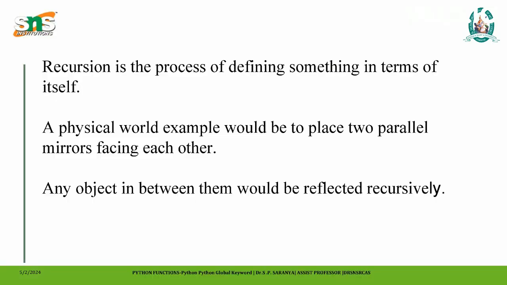Recursion is the process of defining something in terms of itself. For example, a physical-world example would be to place two parallel mirrors facing each other. That is the real-world example. I think it's easy to understand. Any object in between them would be reflected recursively. This is also an object example.